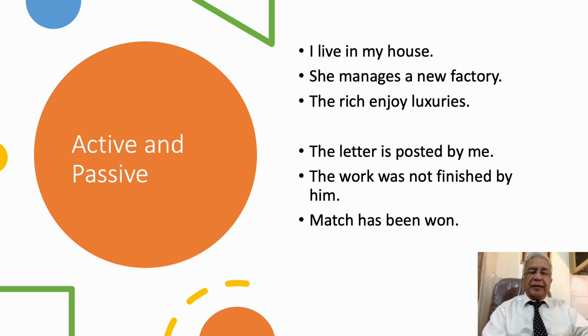So in active voice sentences, we have the subject in the beginning and the verb form is different in different sentences because of the tense. And again, the passive voice section: the letter is posted by me, the object is in the beginning, the thing on which the work is done. The work was not finished by him, again we have the object in the beginning, the work. Match has been won, match is again the object, and that is why it is in the beginning, because it's a passive voice sentence. And all passive voices have the third form of the verb, that is posted, finished, and won.